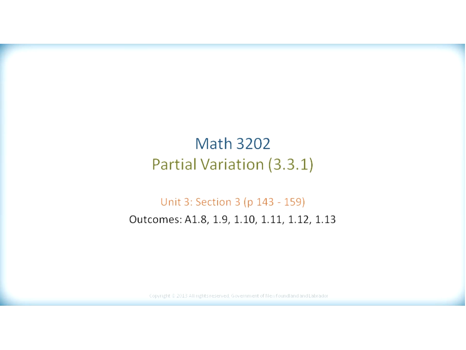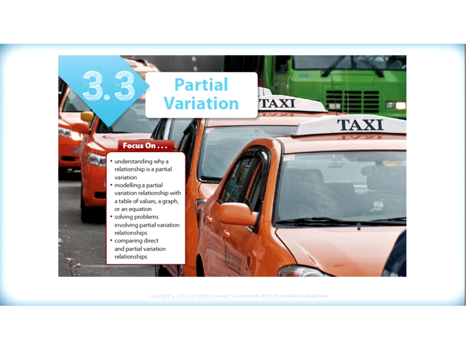We're going to look at a couple of questions now with regards to partial variations. We're going to try to understand why a relationship is a partial variation, model a partial variation relationship with a table of values, a graph, or an equation, solve problems involving partial variation relationships, and compare direct and partial variation relationships.